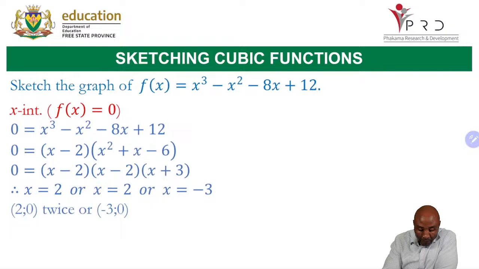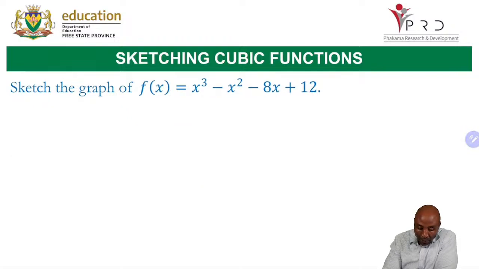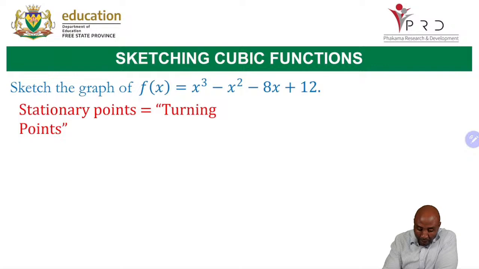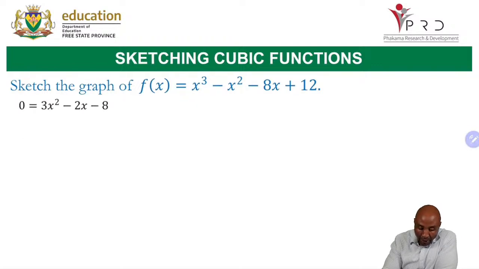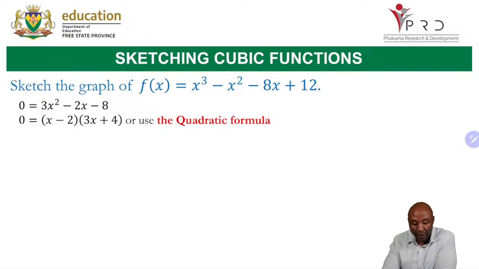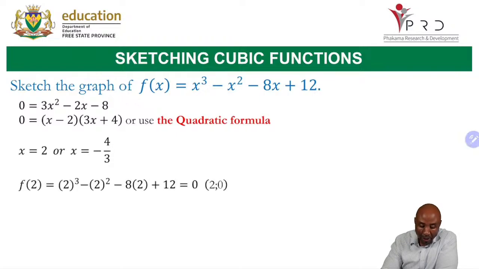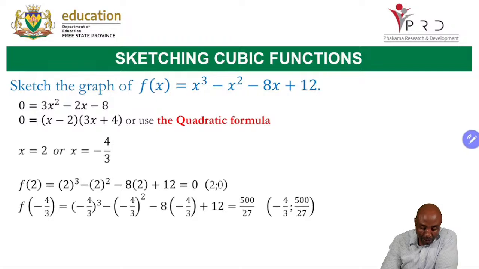And then from there on, I am able to find the turning points: find the first derivative, equate it to 0, then solve, and I will get the factors, or I can use the quadratic formula there, and this will give me my x as 2 or my x as negative 4 over 3. To get the corresponding y values at the turning points, I'll substitute x equals 2, of which I know it will give me 0. I'll substitute negative 4 over 3, and it will give me 500 over 27 as the y value.